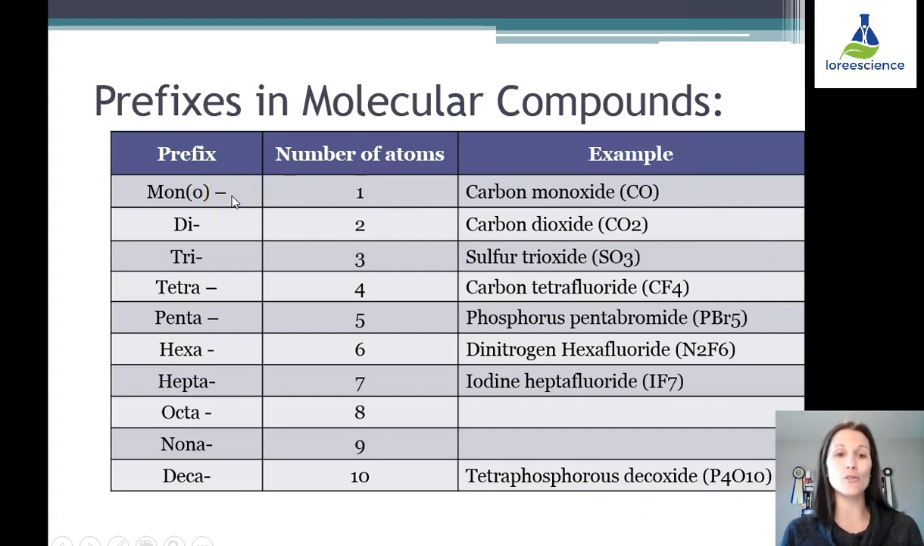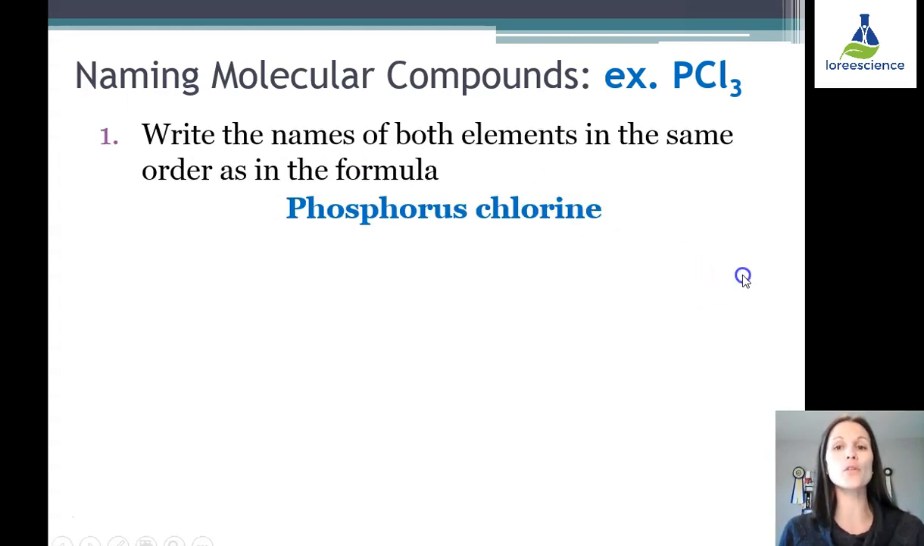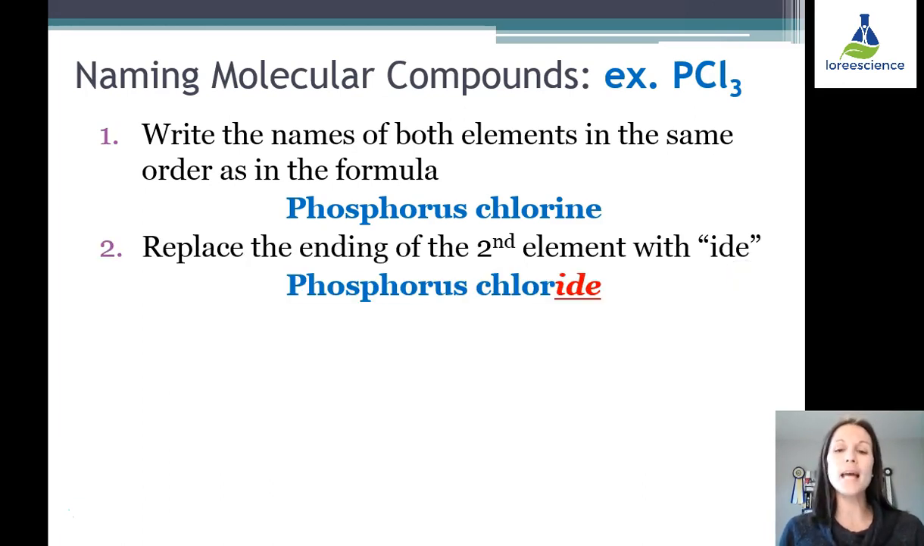So mono, di, tri, tetra, penta, hexa, hepta, octa, nona, and deca. Let's use the example PCl3 for naming our molecular compounds. There are a couple steps involved. The first thing you want to do is write down the names of both elements. So phosphorus and chlorine. Those are the 2 elements that we have in this compound. You want to then replace the ending of the second element with "ide," as in here, phosphorus chloride.